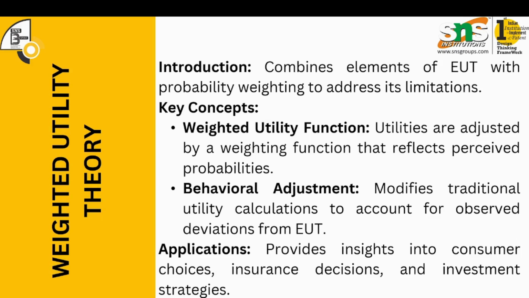The next theory is weighted utility theory. This combines expected utility theory with probability weighting to address its limitation. Key concepts here are the weighted utility function: utilities are adjusted by a weighting function that reflects perceived probabilities. The second is behavioral adjustment. This modifies traditional utility calculations to account for observed deviations from EUT. Application: this theory provides insights into customer choices, insurance decisions, and investment strategies.